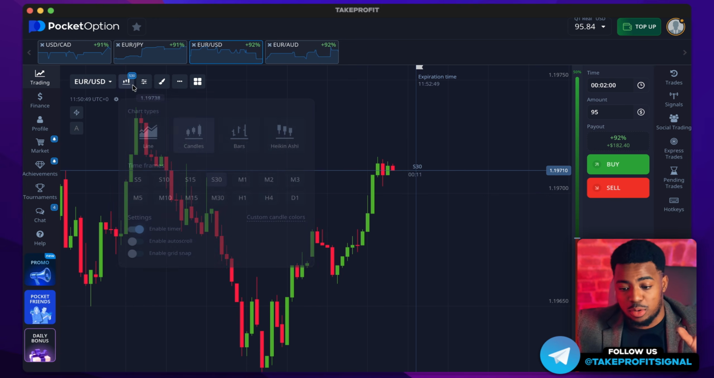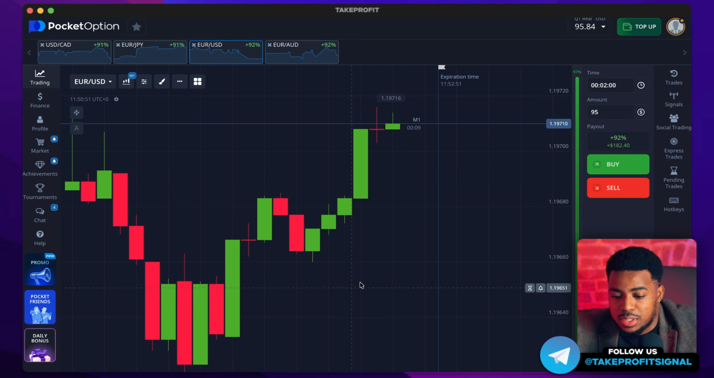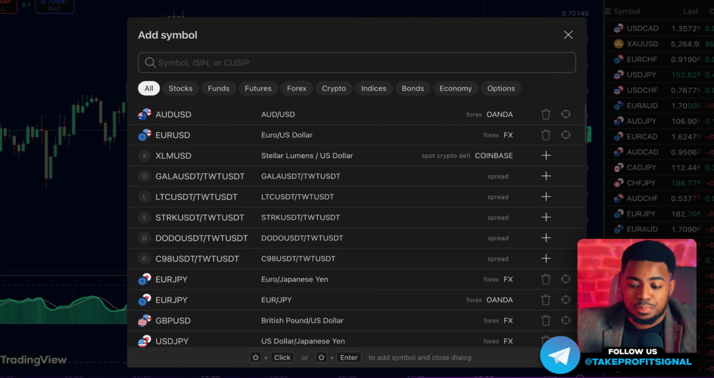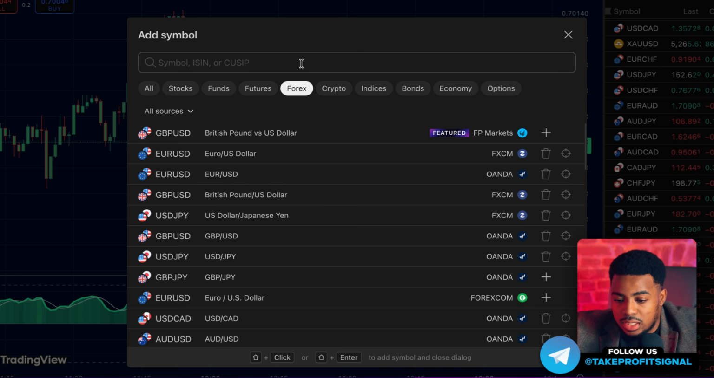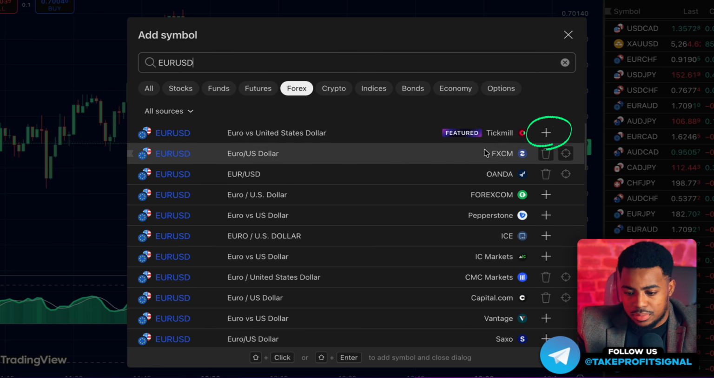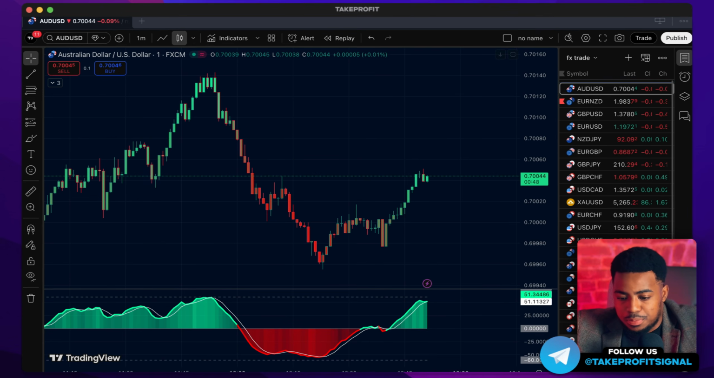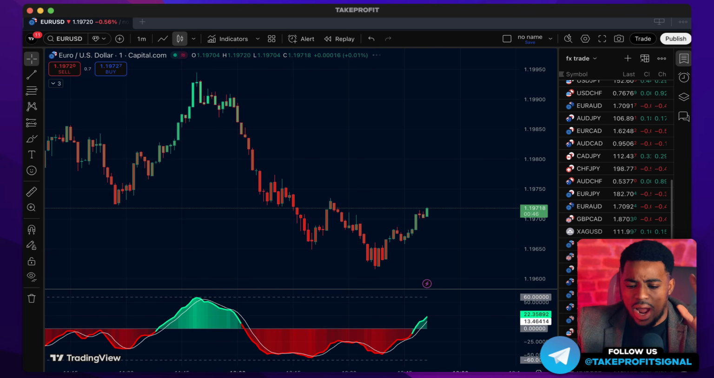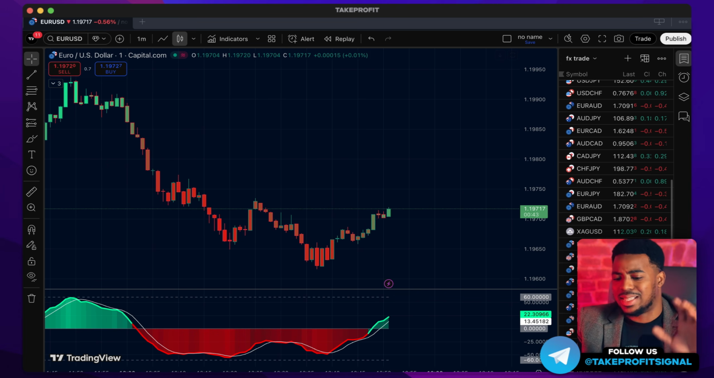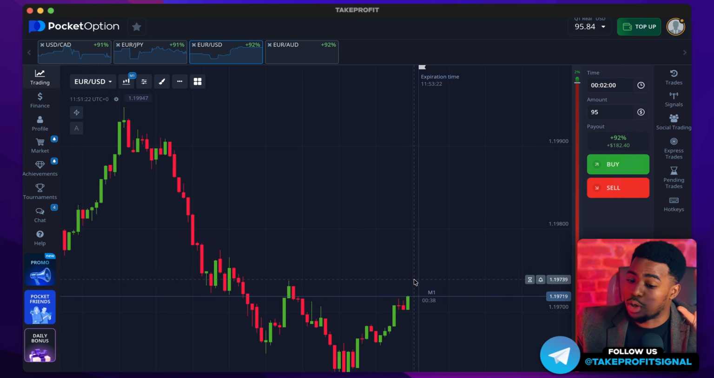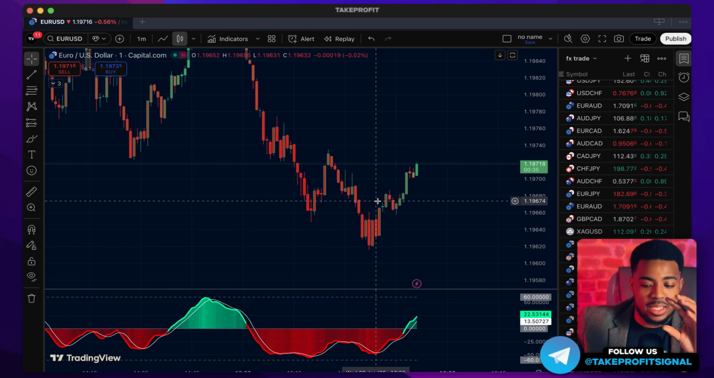For example, I have the euro-dollar currency pair. Let's see what this currency pair looks like. Now we will add exactly the same asset on TradingView. To do this, we go to the Forex section and type in the name of the currency pair, euro-dollar, and add this pair from any provider. It doesn't matter at all. I have already added the maximum number of assets. Here, I just open a euro-dollar chart for you. Compare it with the chart on Pocket Option. It's absolutely identical.